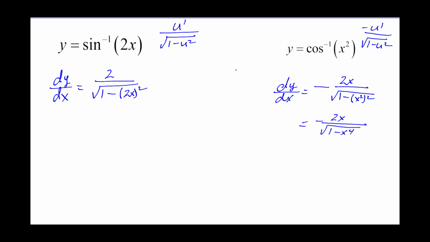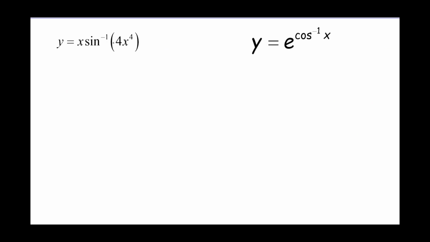So let's look at another example, something a little more complex, like this one. Oh no. Notice we have an x and an inverse sine. That means we have a product rule going on here. So these can be used in all other derivative situations. So let's take a look then.